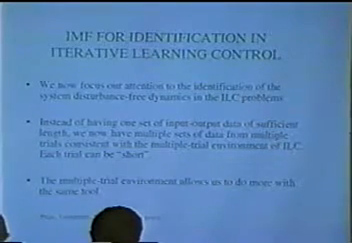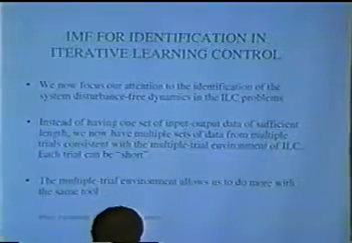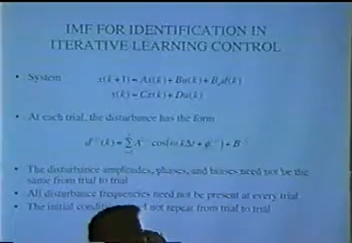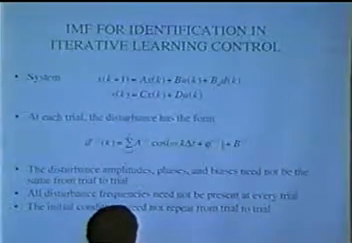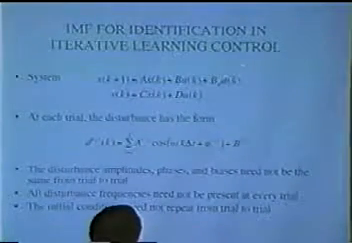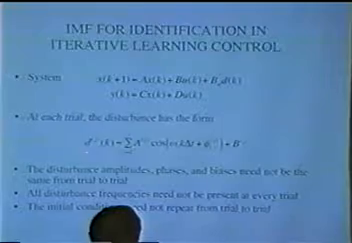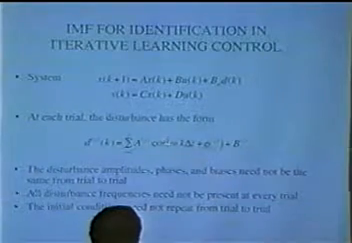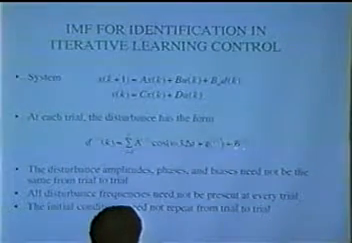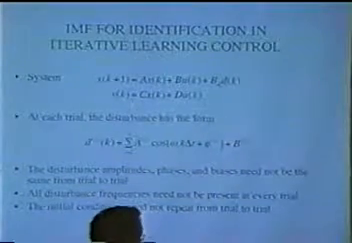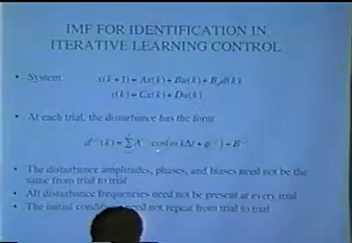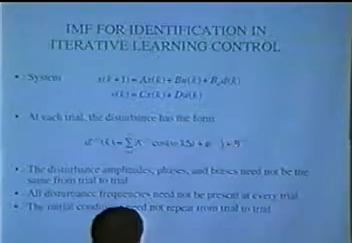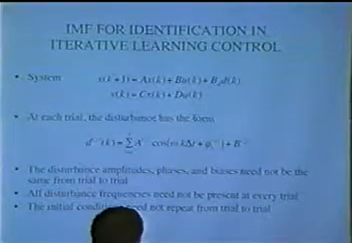Now the multiple try environment allows us to do more with the same tool. Okay, so now let's define the problem. It's the same system, A, B, C, D, with a disturbance acting. And at each try, you have a periodic disturbance with amplitude, frequency, phase, and bias. Now, every try you can have a different amplitude, different phase, and different bias. And you can have different frequency coming in as well.